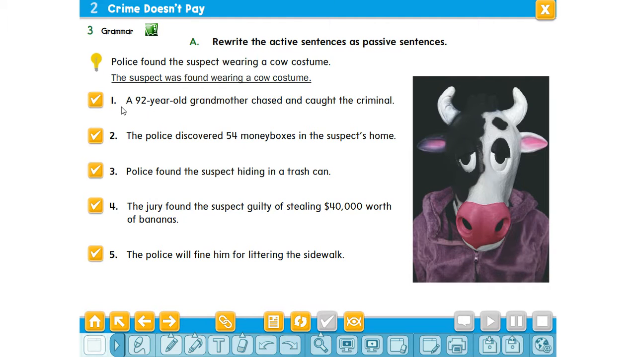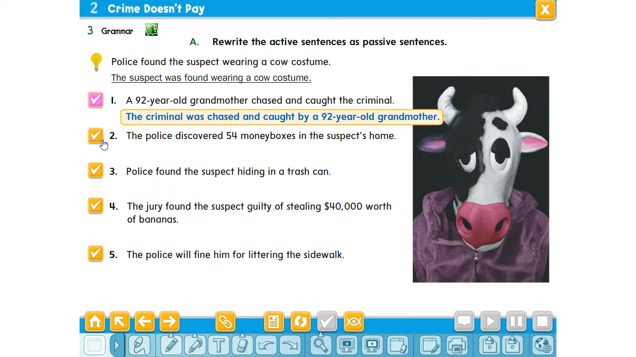Next, number one. A 92-year-old grandmother chased and caught the criminal. What is the object here? The object is the criminal. We start with the criminal. We can say the criminal, and this is in the past: the criminal was chased and caught by a 92-year-old grandmother.